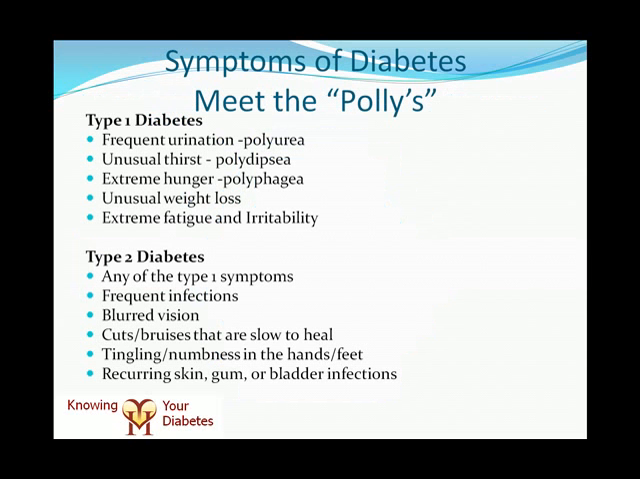What are the symptoms of diabetes? Well, for the symptoms, we have to meet the polys. Your doctor may describe these as polyuria, polydipsia, and polyphagia. What that means in real English terms are frequent urination, unusual thirst, extreme hunger, unusual weight loss, extreme fatigue, and irritability. Symptoms related to type 2 diabetes include any of the type 1 symptoms listed above, as well as frequent infections, blurred vision, cuts and bruises that are slow to heal, tingling, numbness in the hands, and recurring skin, gum, and bladder infections.